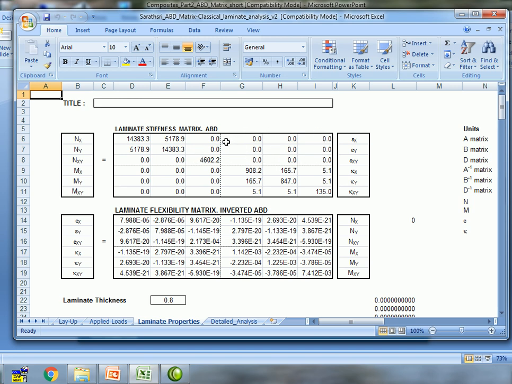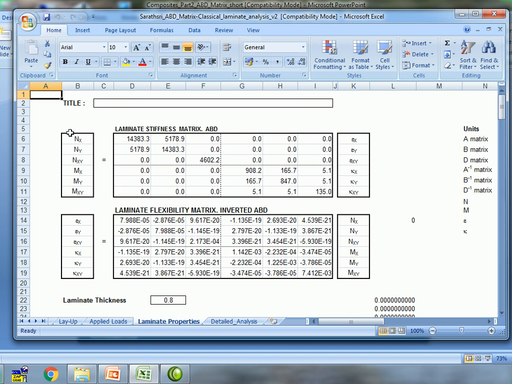So this is a balanced laminate with 0, 90, plus minus 45. These terms are not 0, which agrees with our earlier discussion. This matrix is the stiffness matrix, and this is the flexibility matrix, which is the inversion of the ABD matrix. That will be useful.